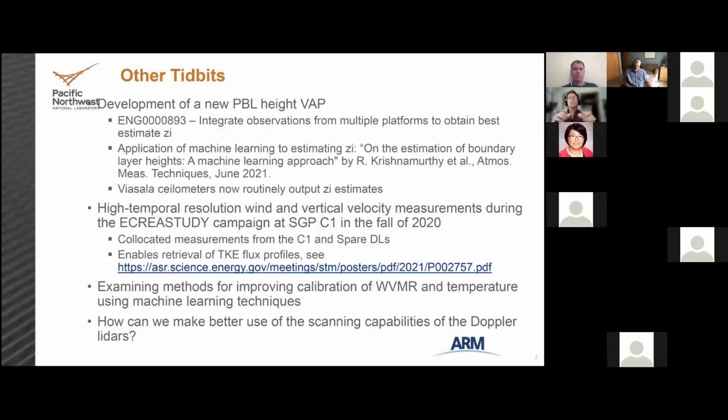And like I had mentioned earlier, I just want to leave this with this group to think about how we can make better use of the scanning capabilities that we have with the Doppler lidars. I don't have a firm answer for you. There's lots of degrees of freedom, lots of different ways we could operate these systems. So something to think about. And that's all I got.